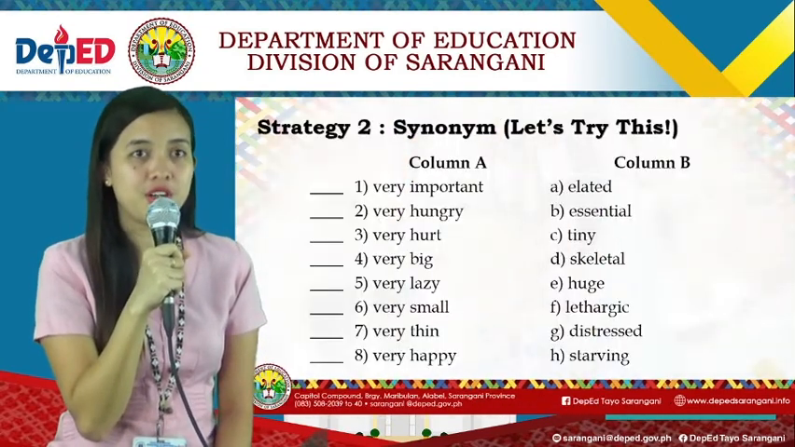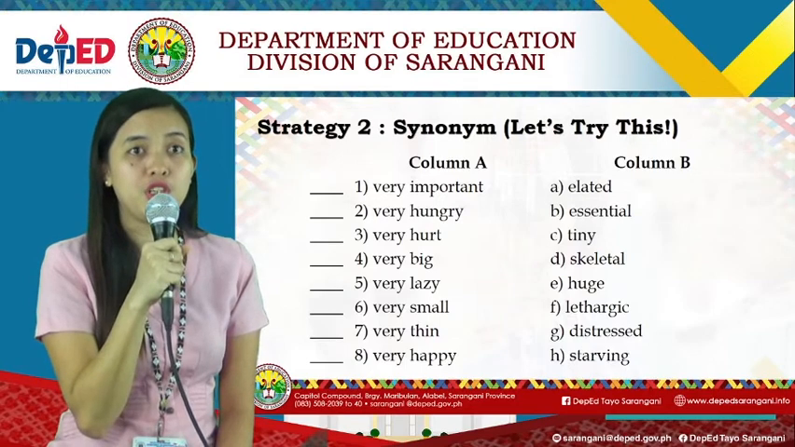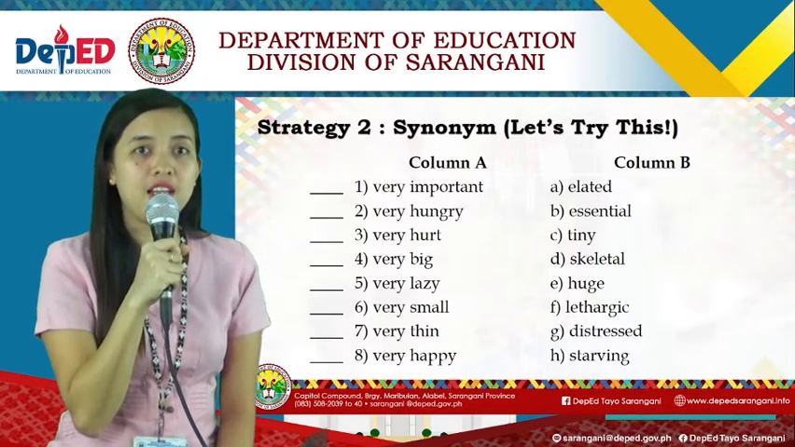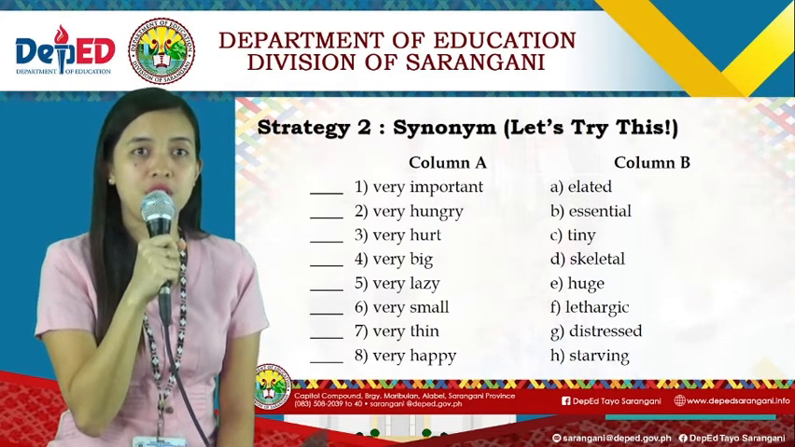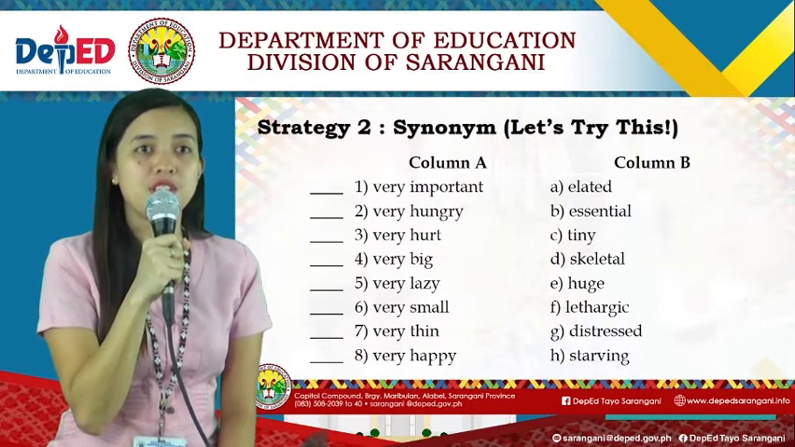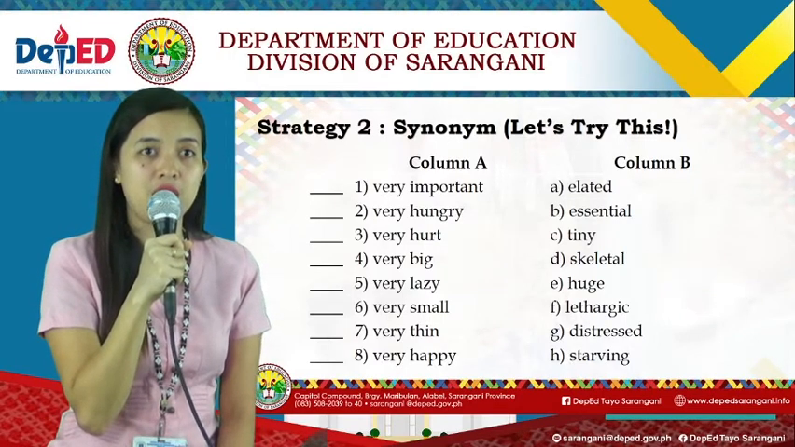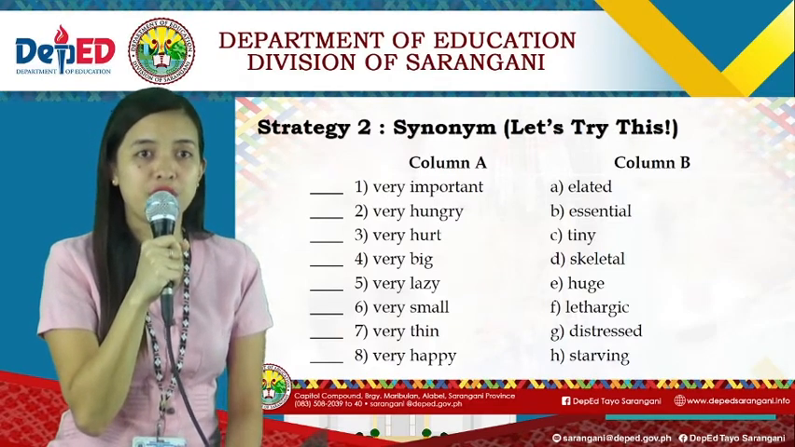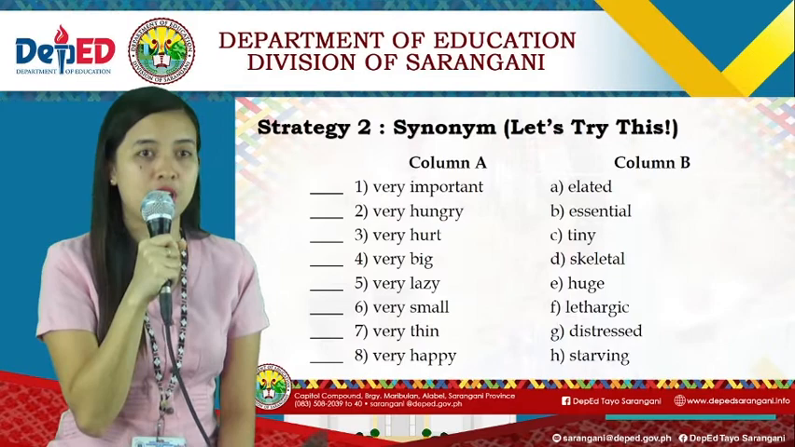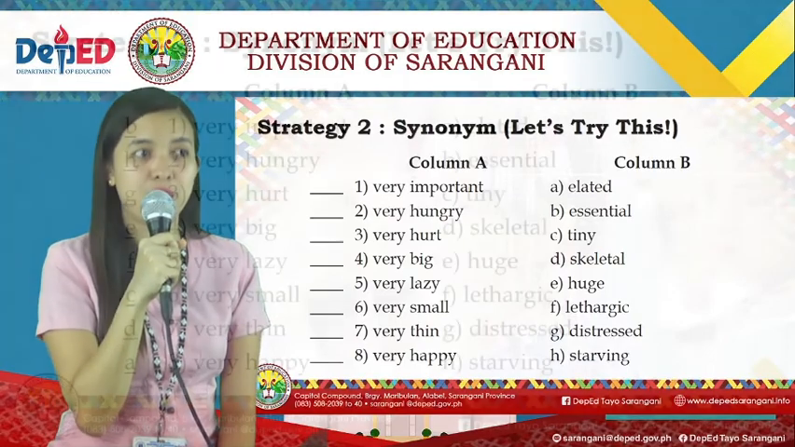So we have here an activity using these synonyms. So let's try this. Once again, let's make use of our chat box. Let's do this within a minute or 60 seconds. Simply look for the synonyms of the words in column A to the column B and type the letter of your answers in our chat box. So let's begin.